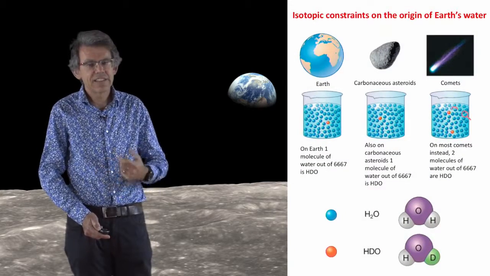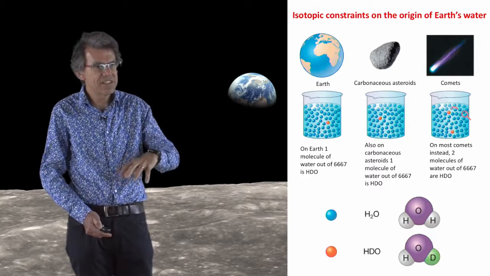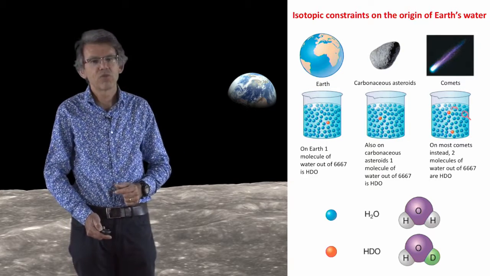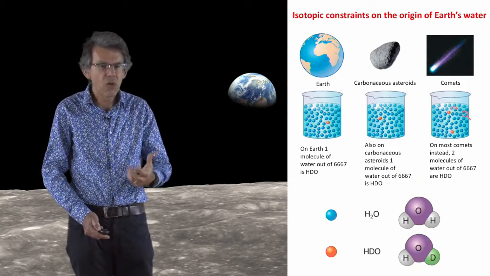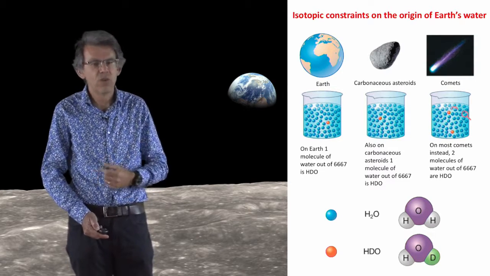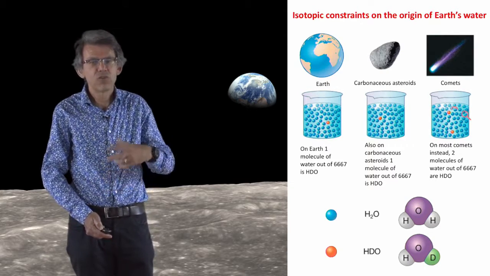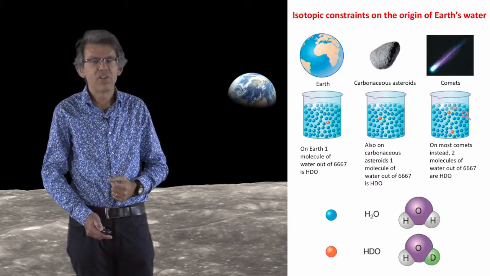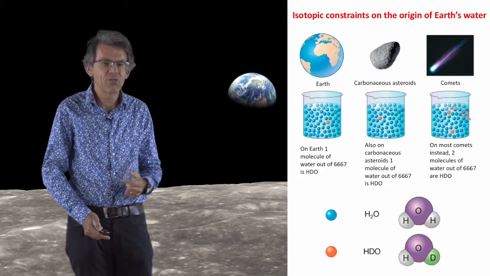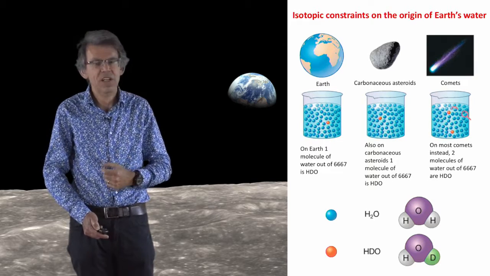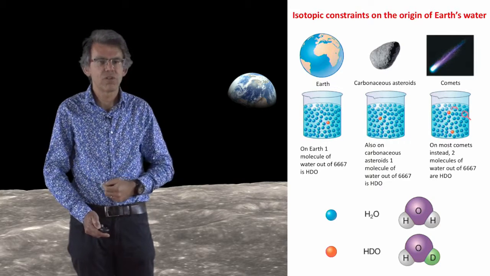Isotopes can give us some important information to discriminate between carbonaceous asteroids and comets as the main deliverers of water to the Earth. In fact, there are two molecules of water. The most dominant molecule of water is H2O. It is made of one atom of oxygen and 2 atoms of hydrogen. But there is also another kind of water molecule, which is called HDO. It's made of 1 atom of oxygen, 1 atom of hydrogen, and 1 atom of deuterium, which is a particular kind of hydrogen which has 1 neutron in addition to the proton.